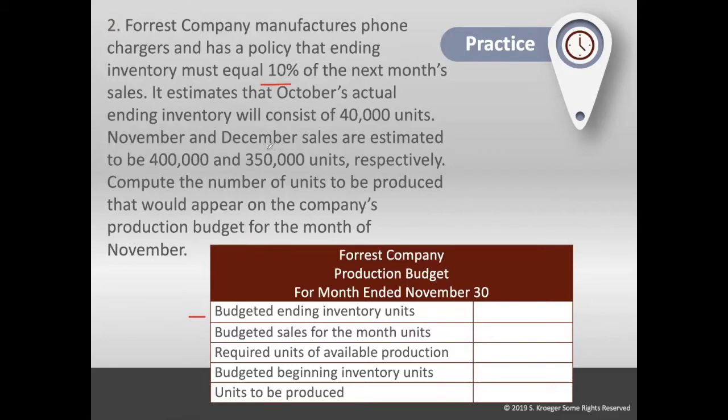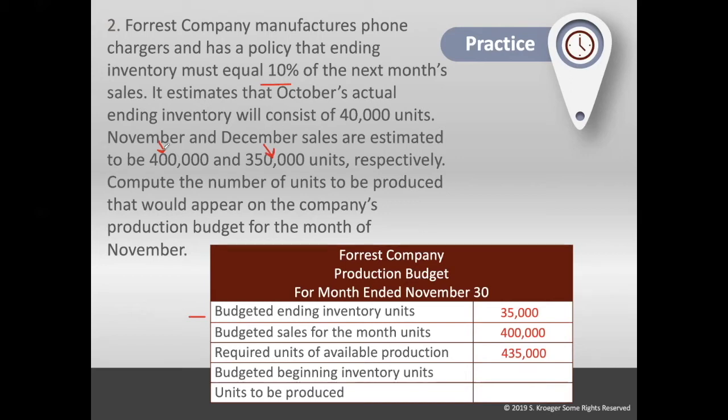In December, we plan on selling 350,000 units. Therefore, we want to make 10% of that in November. 10% of 350,000 is 35,000. Next, we want to add the amount of units we need to make for this month. We're currently in November. We plan on selling 400,000 units. Therefore, we need to make those 400,000 units. We add these numbers together. Our requirement so far is 435,000 units.